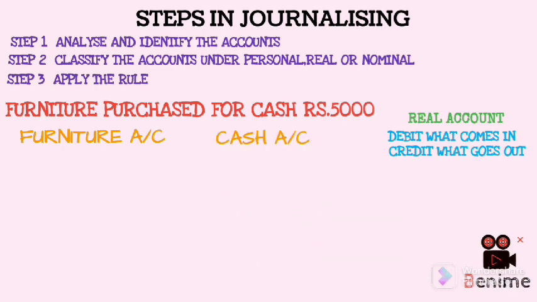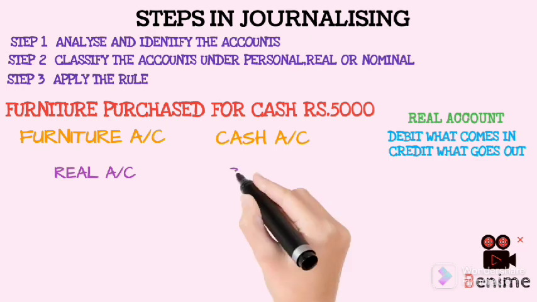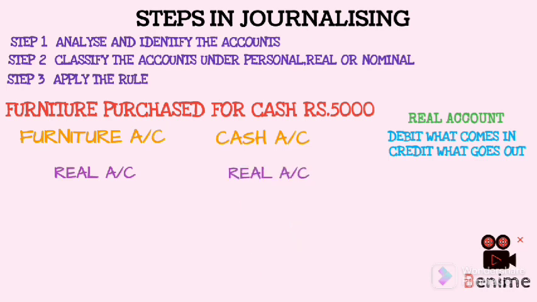So, cash account. Next, to classify it, we know that furniture is an asset, so it comes under real account. Likewise, cash is an asset for our business, so it is also a real account. Next, step 3, apply the rule. What comes in is debit and what goes out is credit.